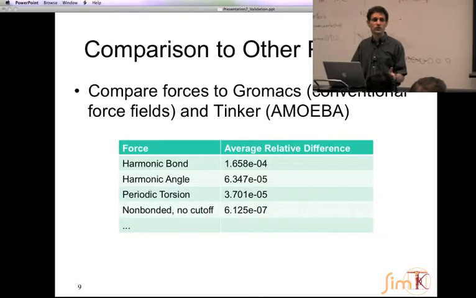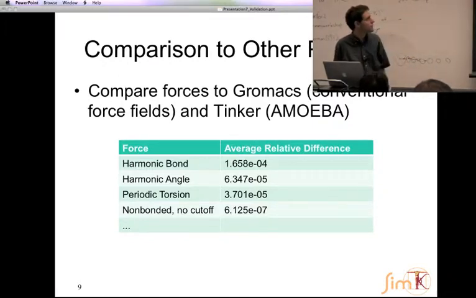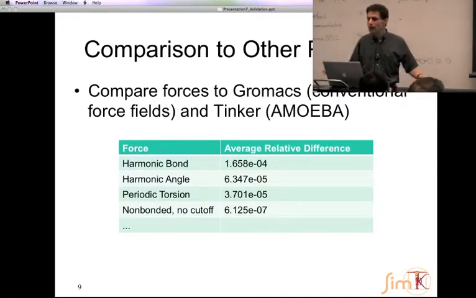One more class of tests we do, I should have mentioned earlier, is to just compute forces and then compare them to forces that are computed by other programs. In particular, for the conventional force fields, we compare to GROMACS, and for Amoeba, we compare to Tinker. And we just go through all of the different types of forces and say how accurately they agree. That's pretty much what we do. Any questions about it?